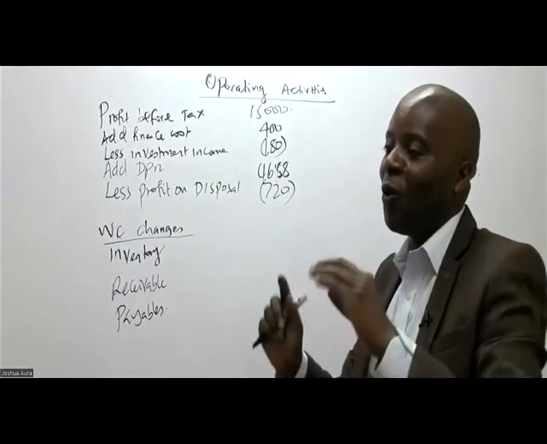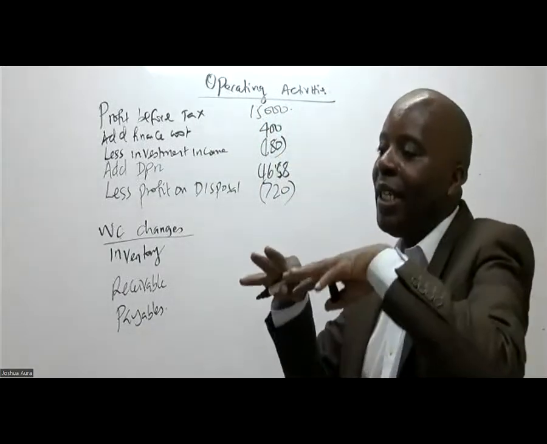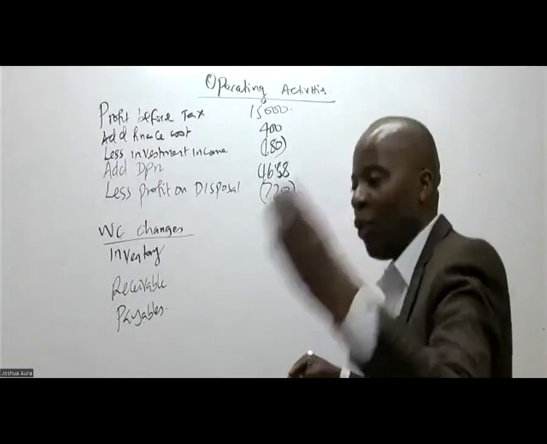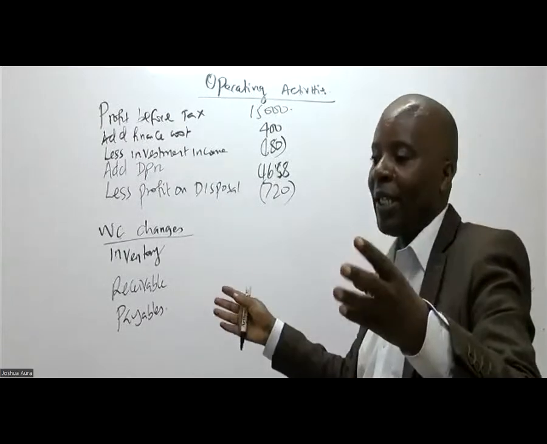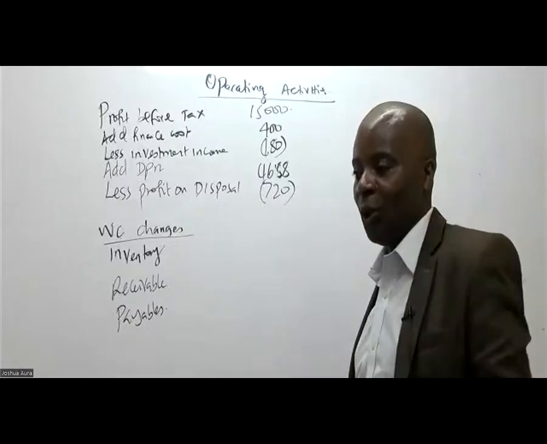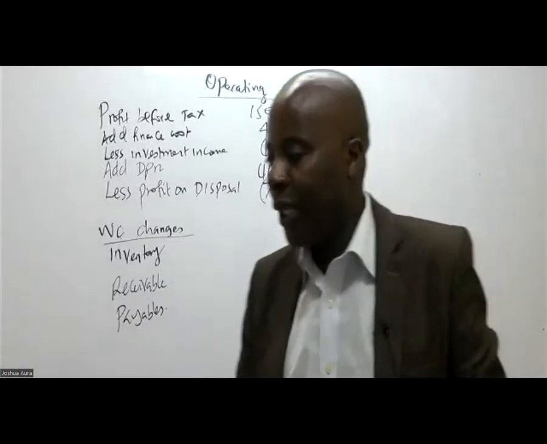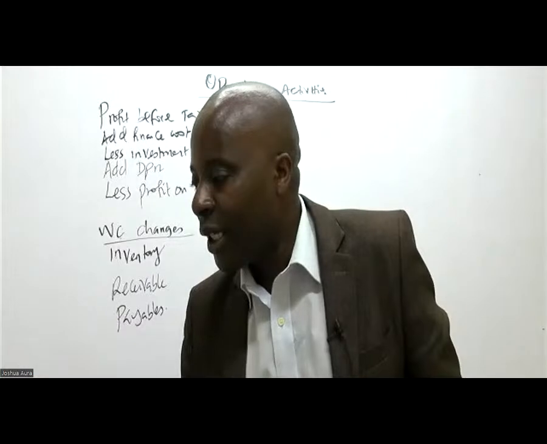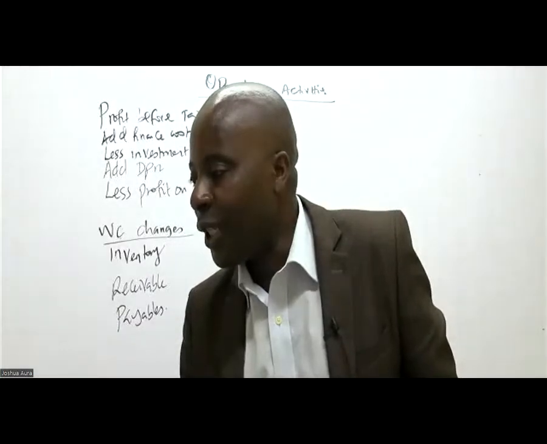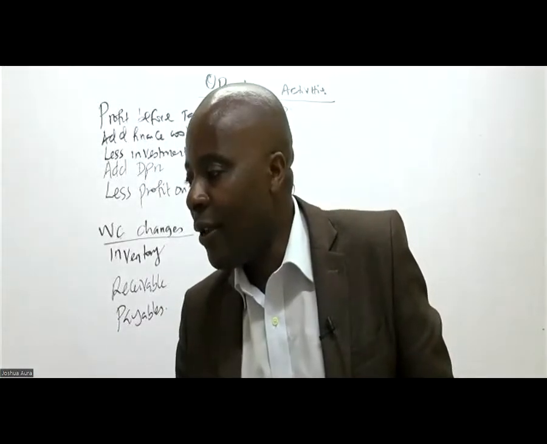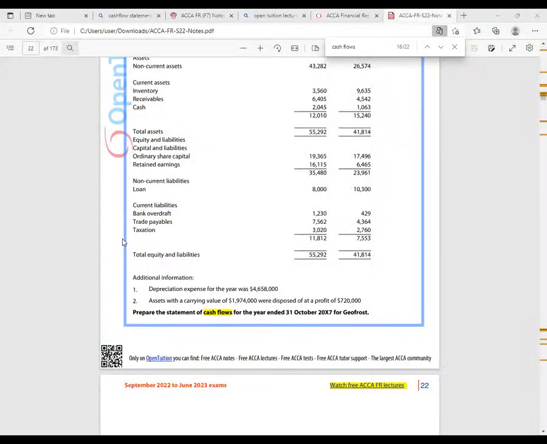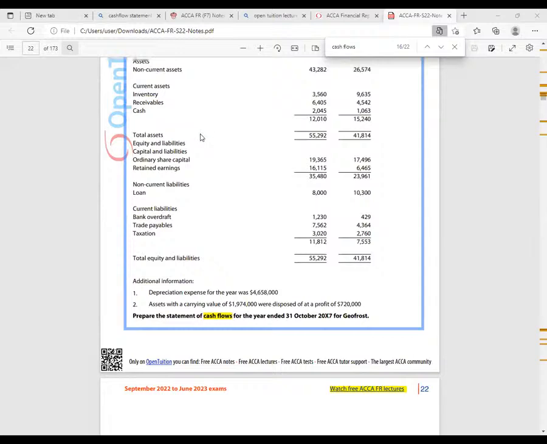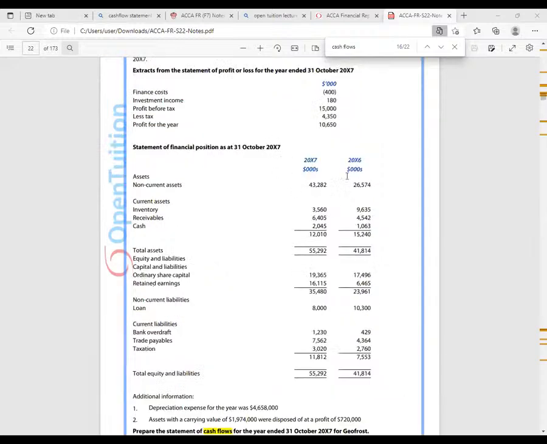So remember, for working capital changes, it is basically the movement where you take the opening balance and the closing balance and see the growth or the reduction. So we start, ladies and gentlemen, with inventory. I'm seeing inventory here under current assets. Remember, this is the opening year, this is the closing year.